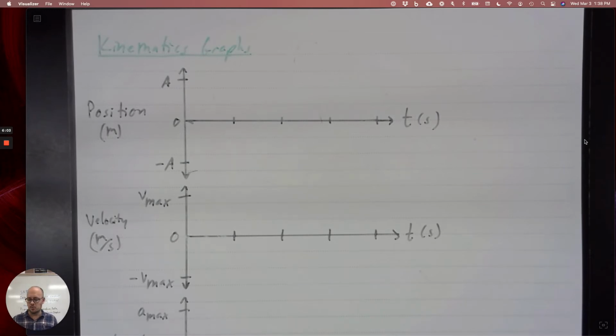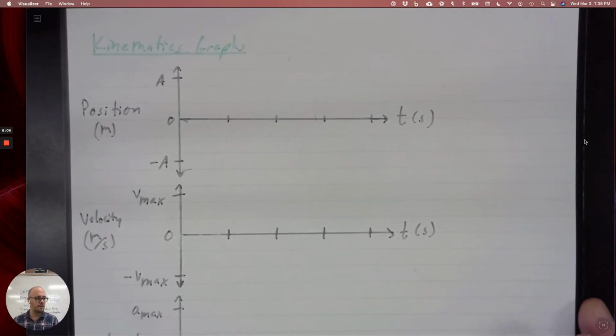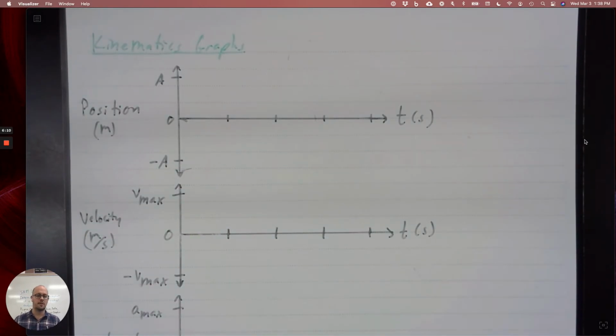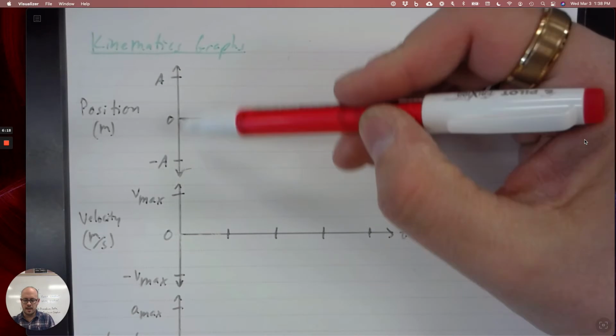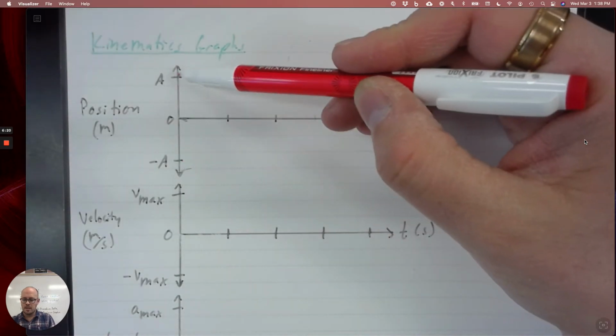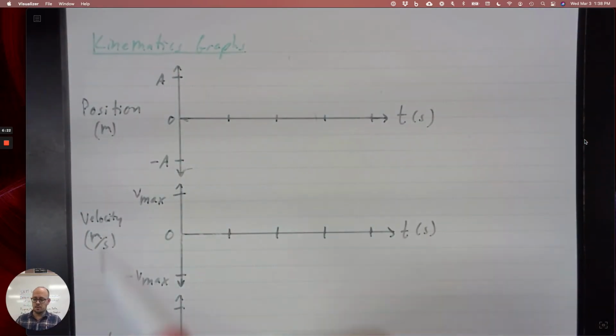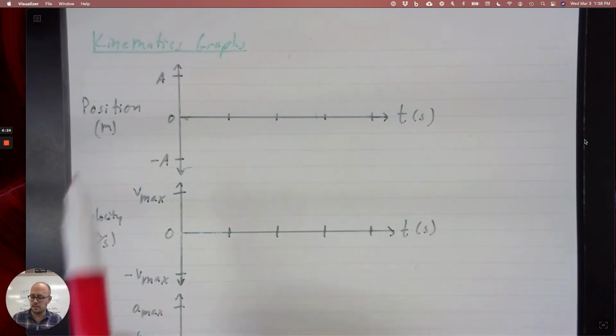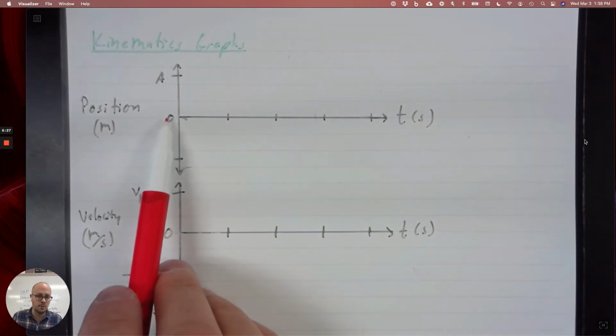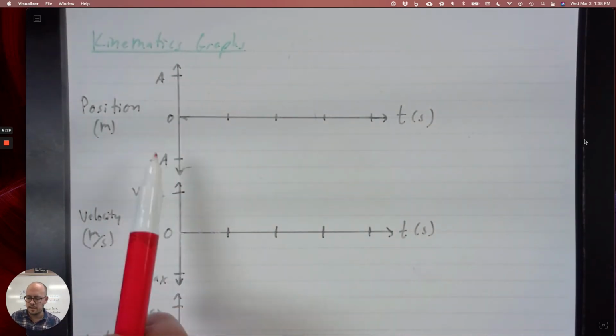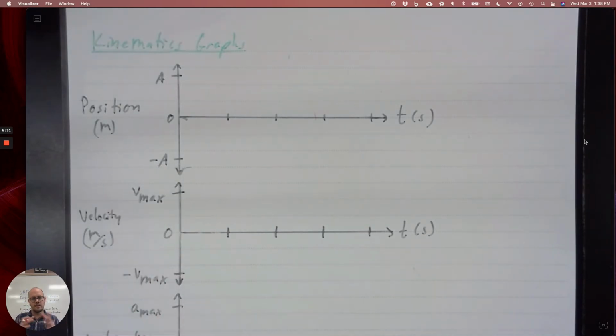Now, the point I want to make to you is that the starting location of your oscillator is arbitrary, because you can always start the timer at an arbitrary moment. There are y-axis labels, A and negative A being the maximum displacement away from equilibrium. So whatever the oscillator is, 0 is its equilibrium or central point. And then A and negative A are the furthest that that oscillator gets away from that equilibrium length.